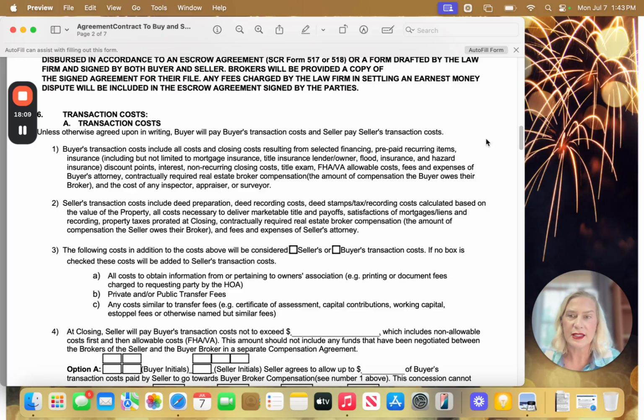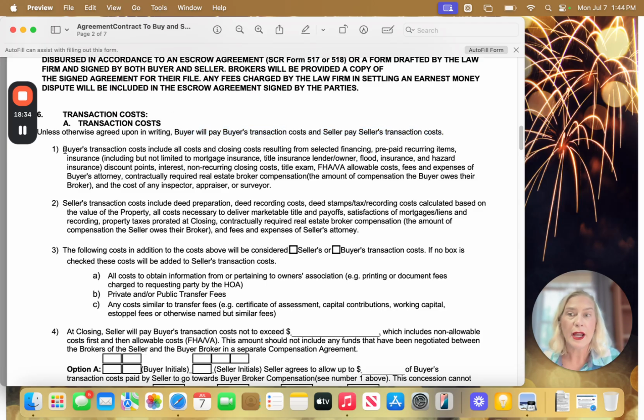It's 6A4. This is the portion where we talk about transaction costs. The first section discusses, let's scroll down here, right here, that the buyer will pay buyer transaction costs and the seller will pay seller transaction costs. This is like, hey, everybody, if nothing else is done, this is the bottom line. Everybody's responsible for their own fees.